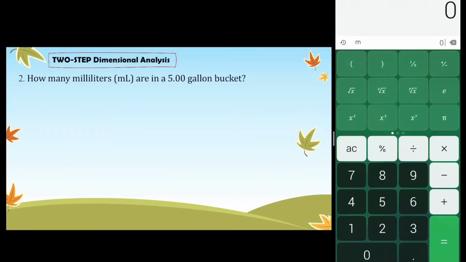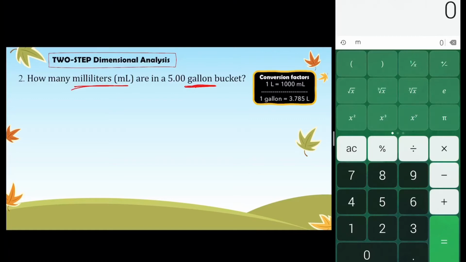Number 2 asks, how many milliliters are in a 5.00 gallon bucket? So we're going from an English to metric conversion here. Remember, English to metric, those conversion factors you don't need to know. You're not responsible for those. You're only responsible for conversions within the metric system. So for this problem, we're given 1 liter equals 1,000 milliliters, and 1 gallon equals 3.785 liters.